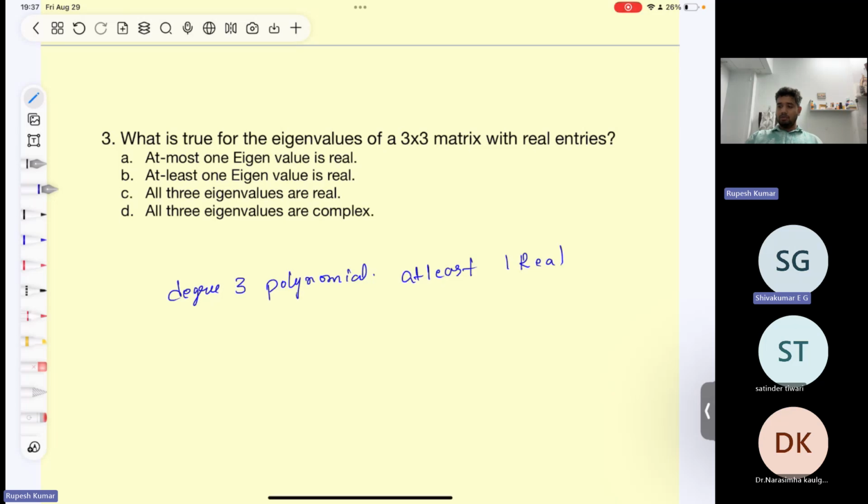So at most one is real. This is false because we can get all three as real. At least one is real. Option B is true. All three are real is not always true. All three are complex is not even possible because they have to be in conjugate pairs. So option B is the correct option. Anyone, do you have any doubts in this? We already discussed this during the beginning of the lecture.